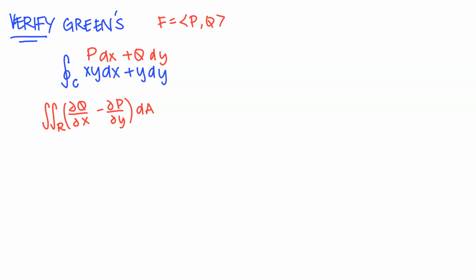Okay, we recognize our p is equal to xy. So our q is just y. The partial derivative of y with respect to x is 0. Our partial derivative of xy with respect to y is just x. So this is our very first step. I have rewritten my line integral as a double integral using Green's.